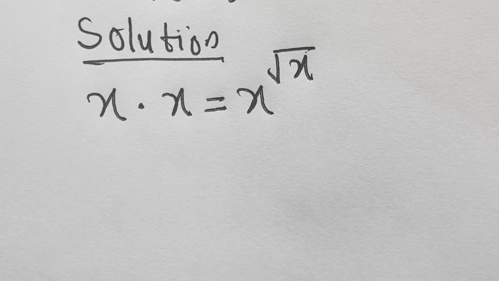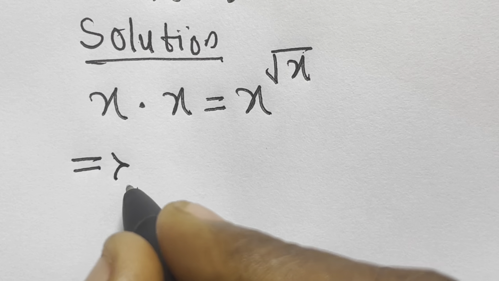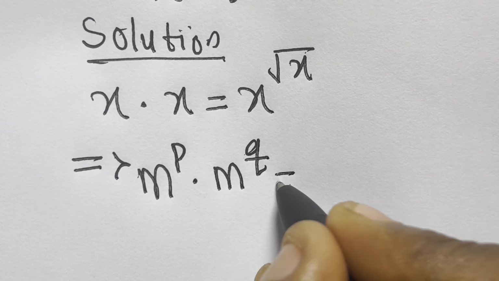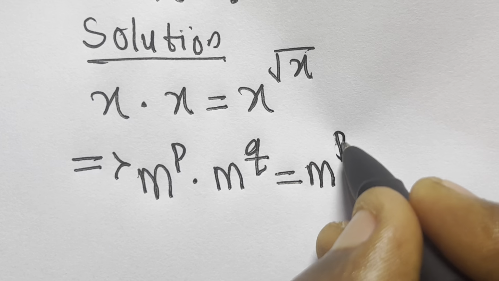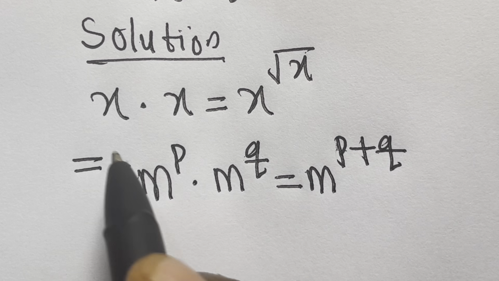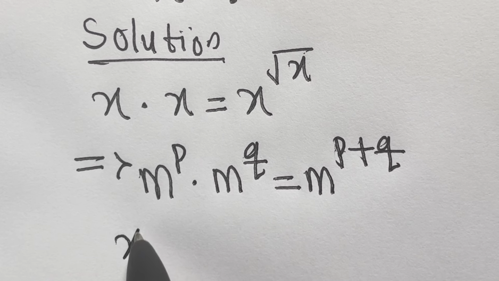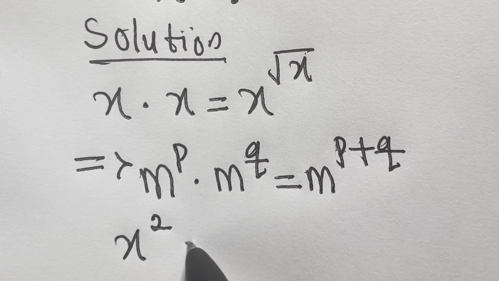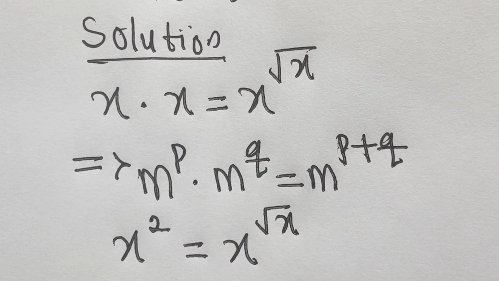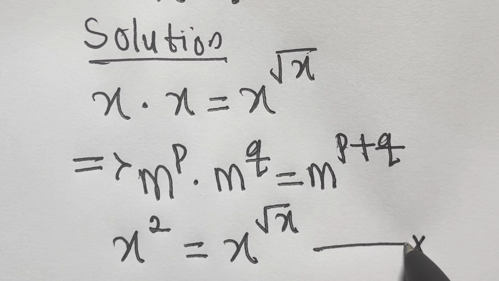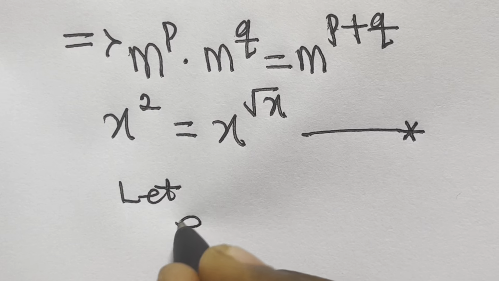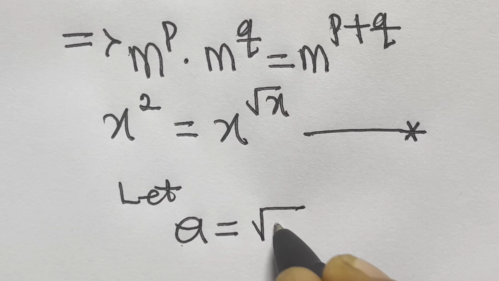So from here, let's recall that if you have m raised to power p times m raised to power q, this equals m raised to power p plus q. So from here, this x times x will give us x squared, right, equals x raised to power square root of x, right? So we have this. So now let's say our a to be equal to square root of x.